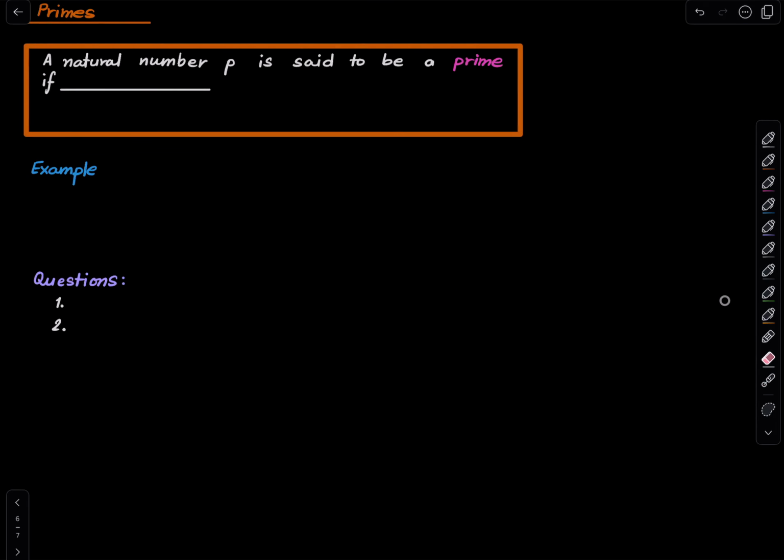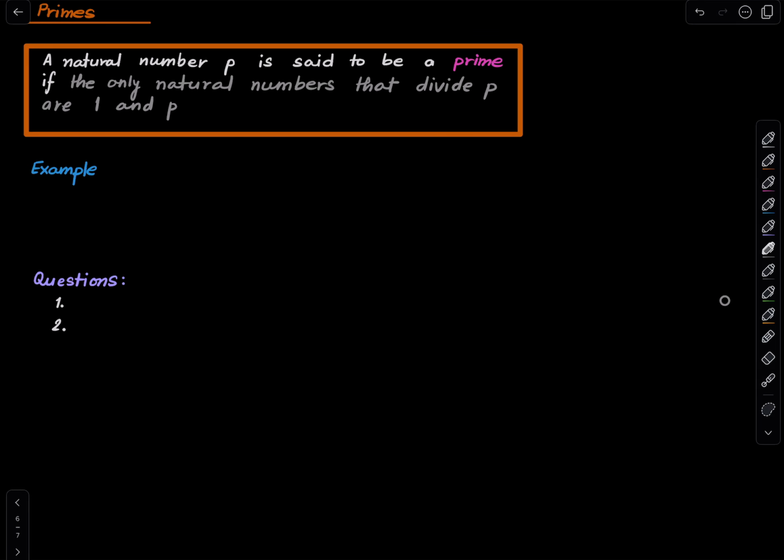Let me end this lecture by defining what primes are and maybe mention 2 interesting questions about primes. So a natural number p is said to be a prime if the only divisors of p, if the only natural numbers that divide p are 1 and p. However, we do not count 1 as a prime.